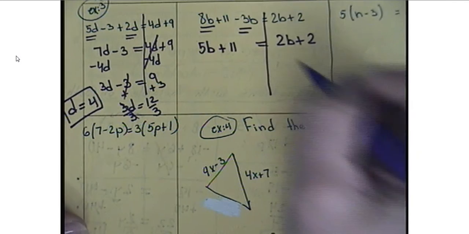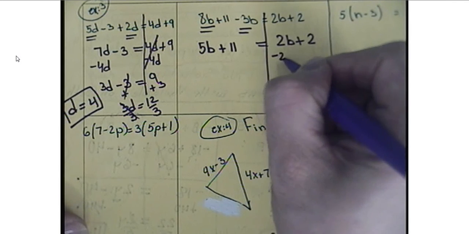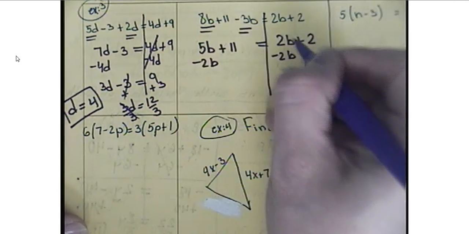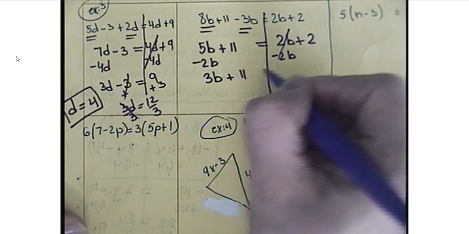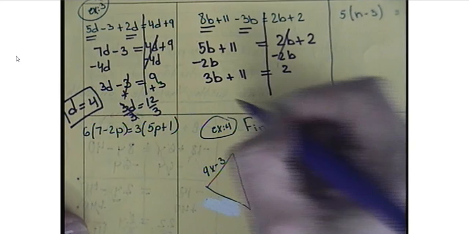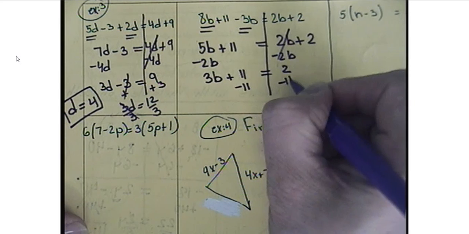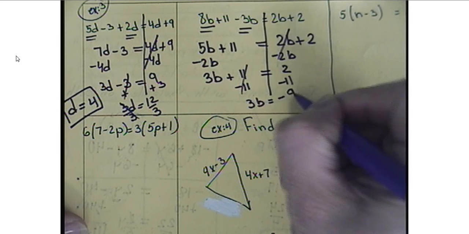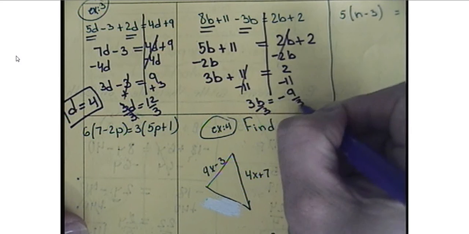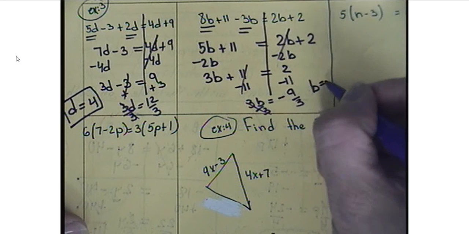Okay, so we're going to combine the variables, minus 2b minus 2b. Those two cancel. 5 minus 2 will be 3b plus 11 equals 2. Then we're going to subtract 11 from both sides and we'll get 3b is equal to negative 9. Divide by 3, final step, so b is equal to negative 3.